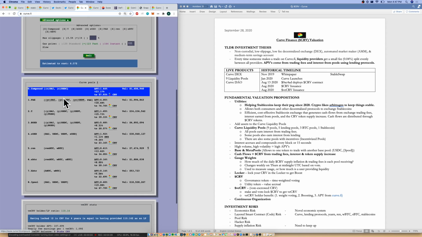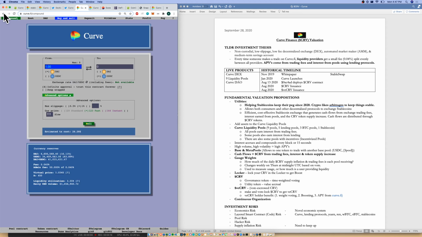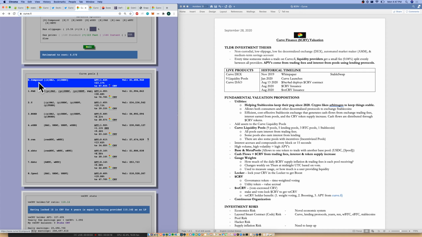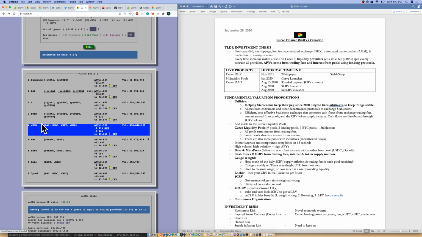I'll zoom in a little bit. Here are our 9 CRV pools. They're actually named as well. Excuse me, let me click back. 0 through 8, they've got names from Compound. Our top 5, 0 through 4, are all stablecoin pools.